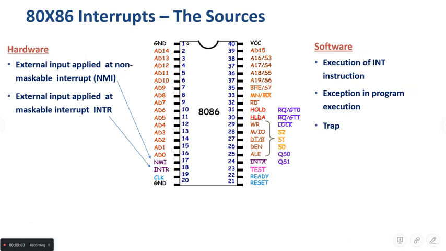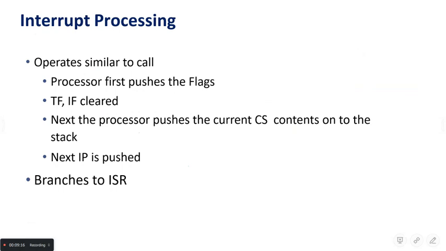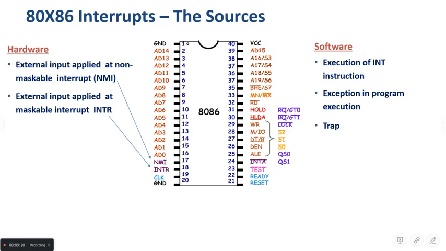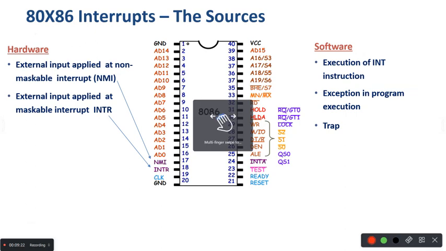What are the different types of interrupts available in the 8086 microprocessor? These interrupts are divided into two categories. One is hardware interrupt, another one is software interrupt. What is hardware interrupt and what is software interrupt? Very easy to understand.